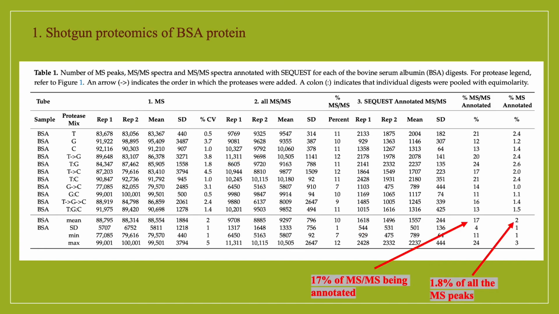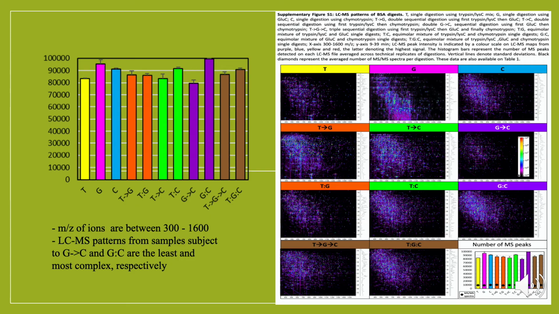After MS spectra have been acquired, the data is searched against the BSA sequence in a database by the sequence program, and on average, 70% of the MS spectra give positive hits or matches, which only account for 1.8% of all the MS peaks. On this slide, the picture on the right-hand side is a collection of heat maps showing all the LC-MS patterns for BSA digests, supplemented by a bar chart.